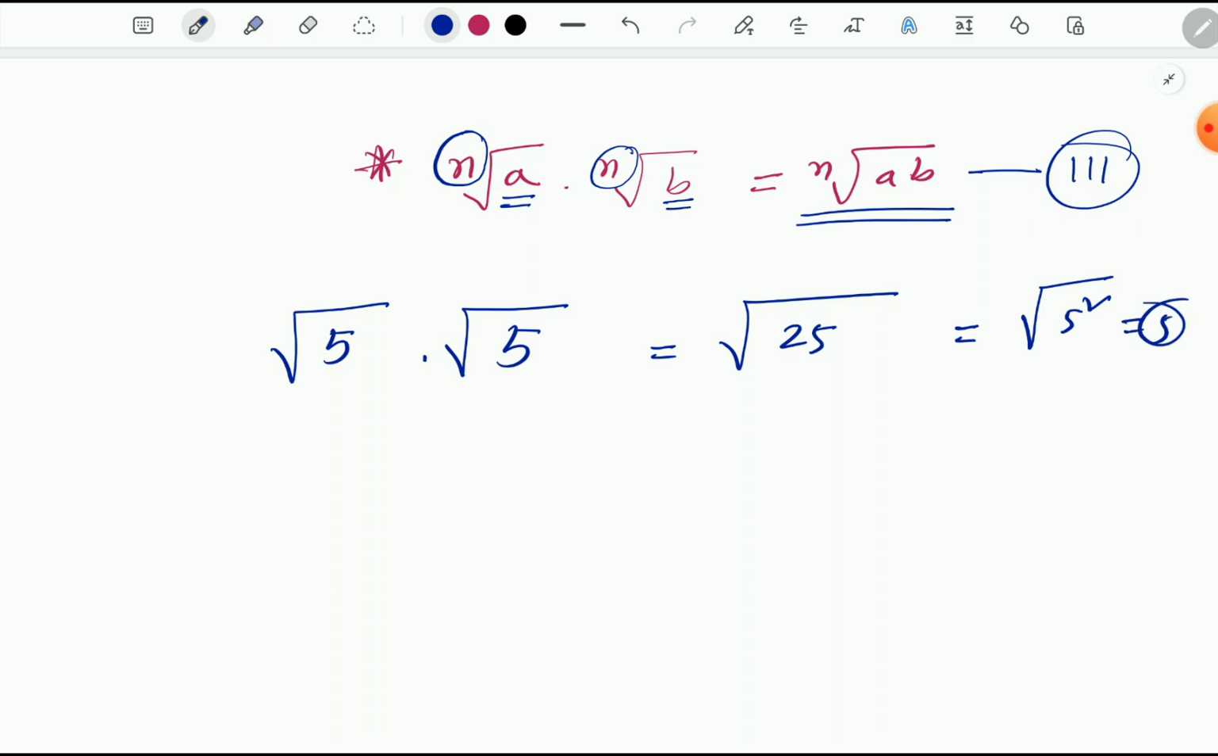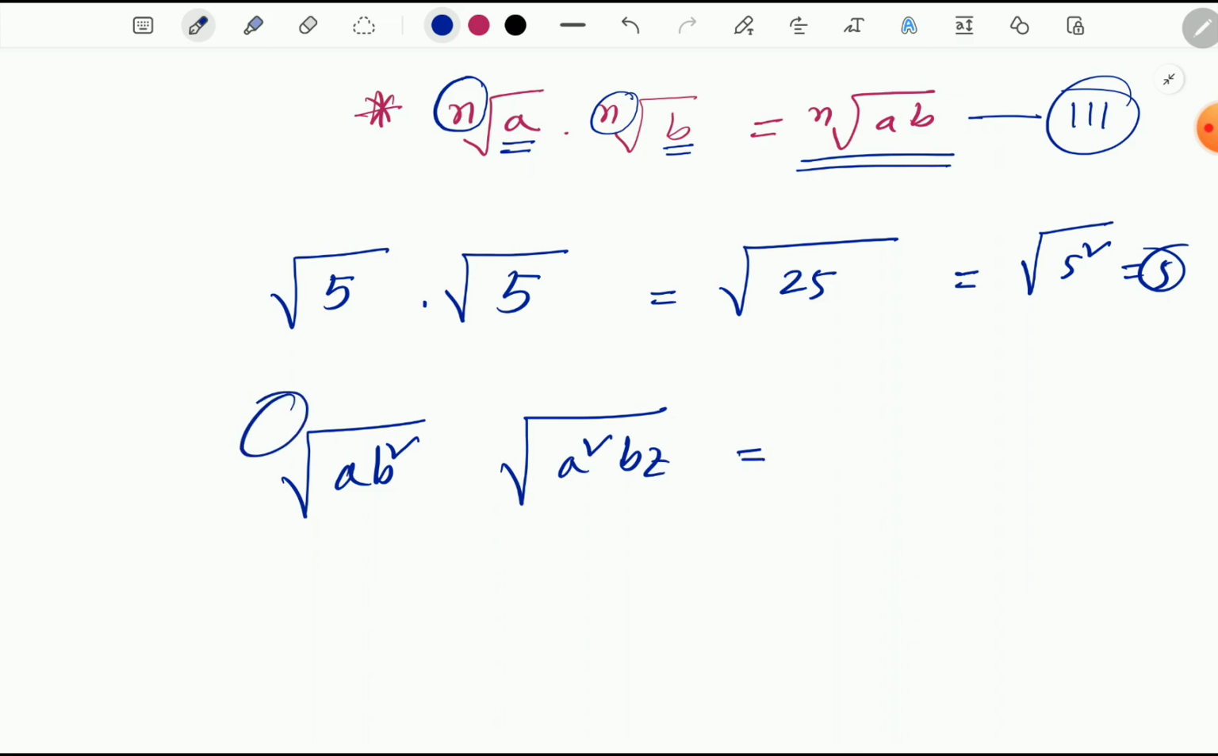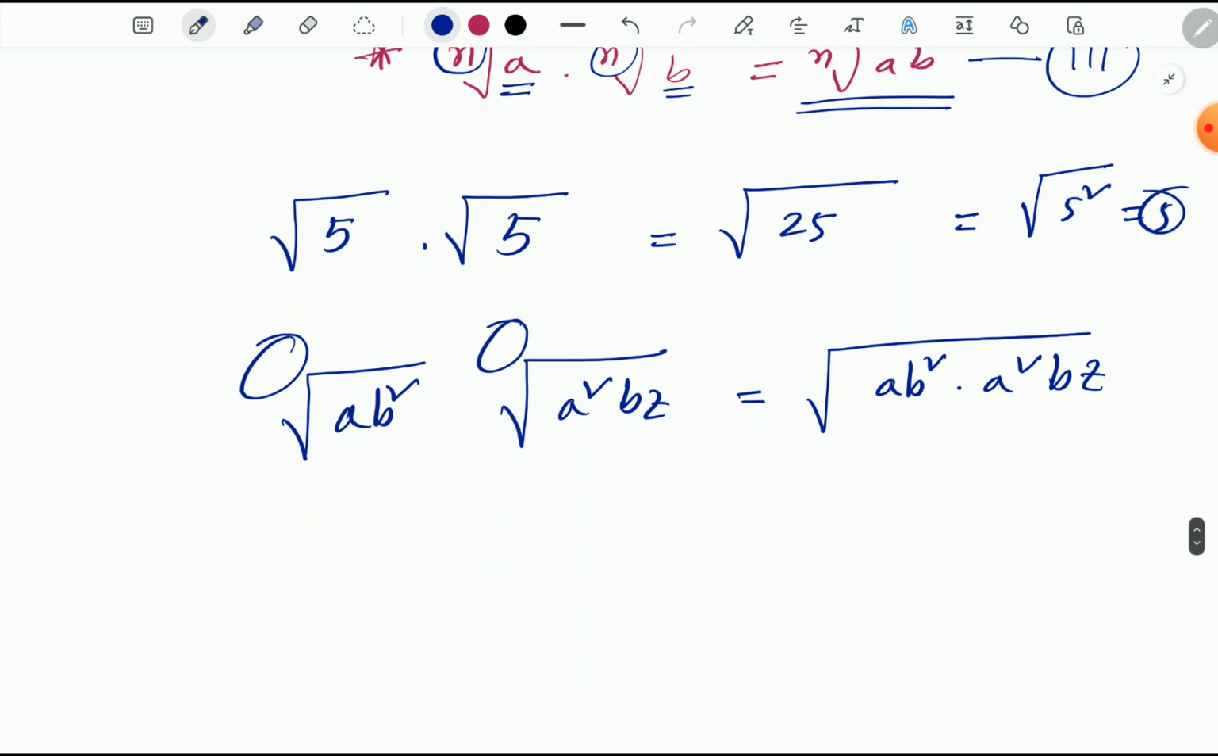What if we are given a complex form, a b square, then a square b z? In that case, similarly, as our value n is the same, we can obviously write that a b square times a square b z. Okay, now we can simplify further. A has 3 times, b also 3 times, and z. This is our final answer.